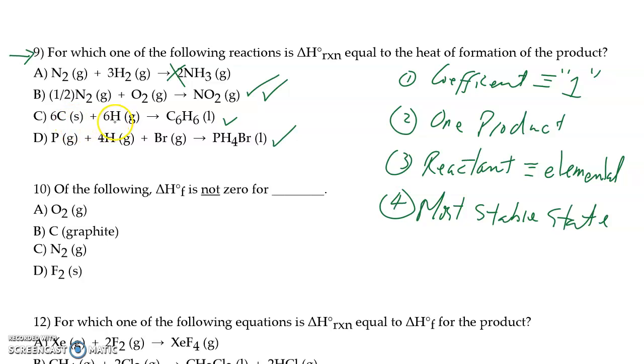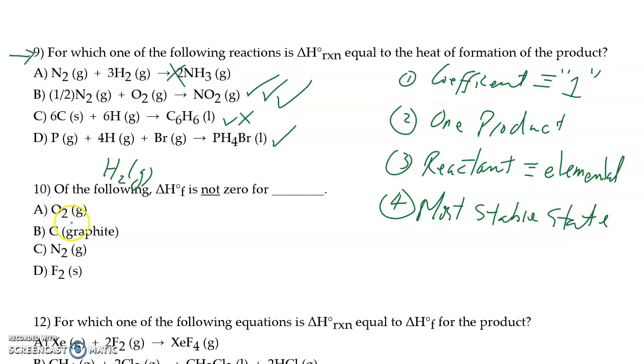Look at this one. Hydrogen. The most stable state at room temperature will be hydrogen gas. So this one is not good. All right, let's look at this one. Hydrogen, the same reason. It's not gas, so it is not the most stable state. All right, so we know that B is the right answer.